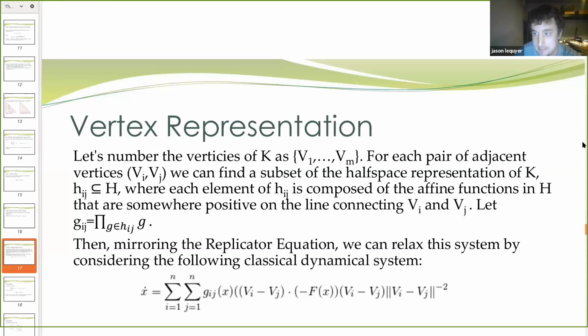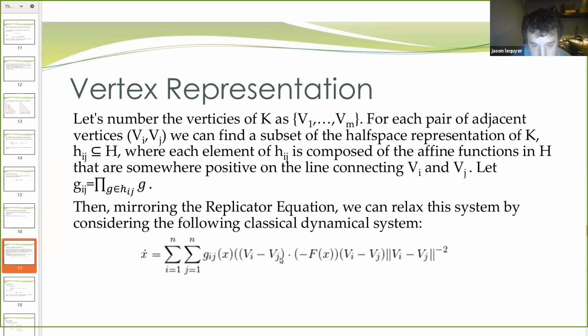We can relax this system by considering the following classical dynamical system, where we've explicitly written out the projection. This is just the projection onto the line connecting these two vertices, V_i and V_j. And this G_ij(x), again, is just this function here that ensures that all the other summands go to 0 when it hits one of the edges of interest.